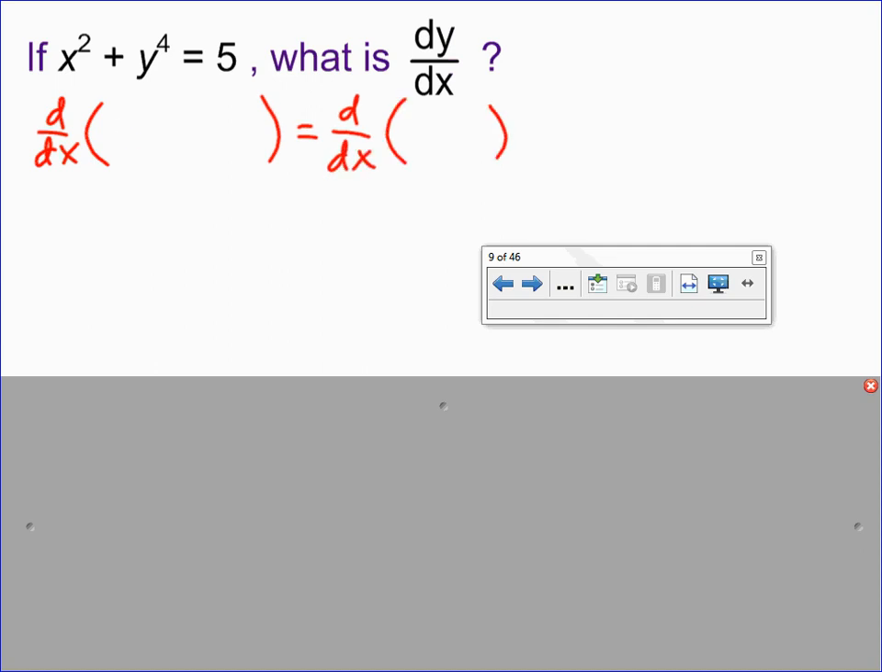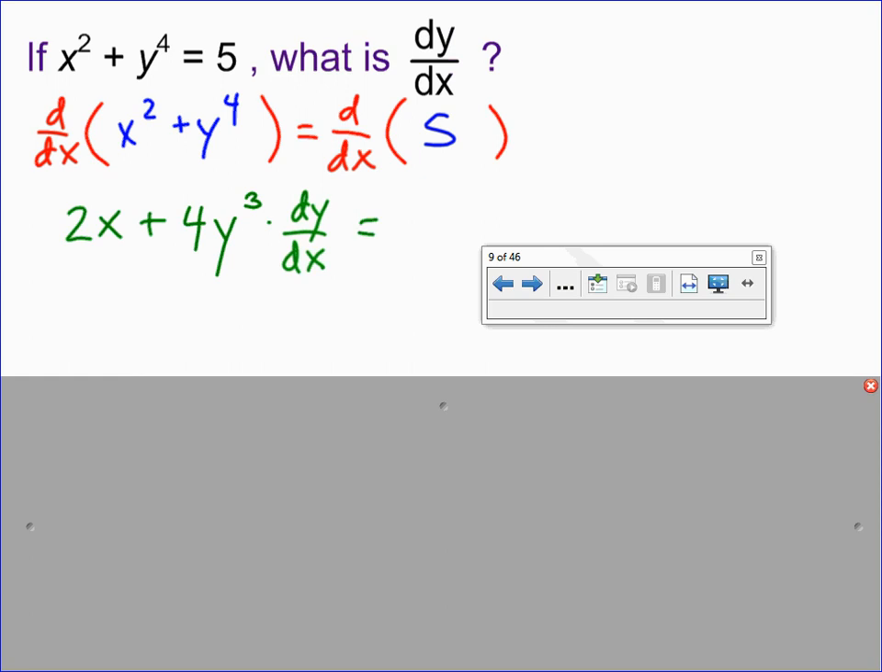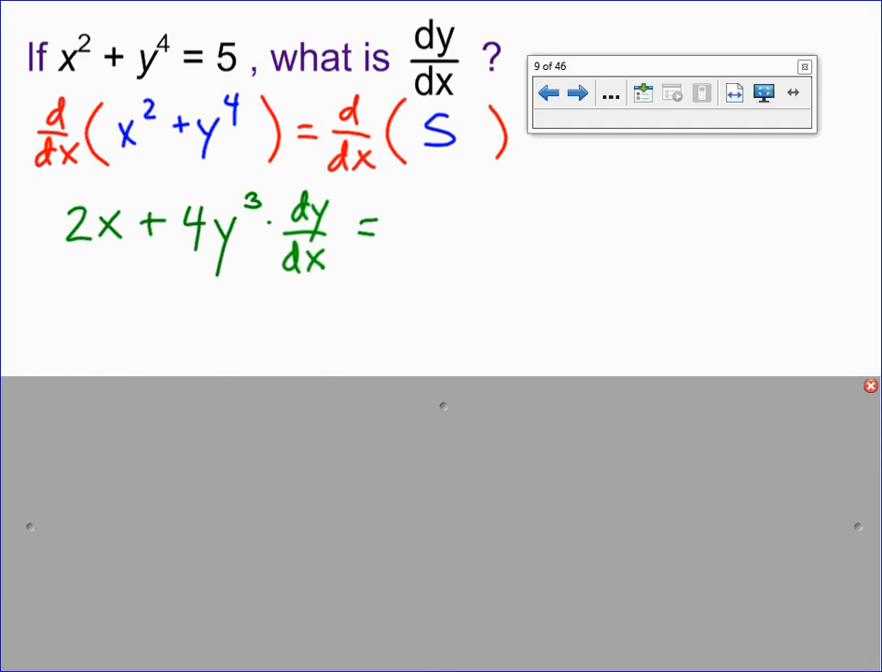So on the left-hand side, the derivative with respect to x of x squared is simply 2x, plus the derivative of y to the fourth. Well, we're going to use the power rule still because we're differentiating a power function. It's just that my base isn't just x, it's y, itself a function of x, so we need to multiply by the derivative of the base. The derivative of a power function is exponent times the base raised to 1 less times the derivative of the base. What's the derivative of the base? Y prime or dy dx. And then on the right hand side, the derivative with respect to x of 5 is 0. And so what we're going to do is find dy dx, and there it is.